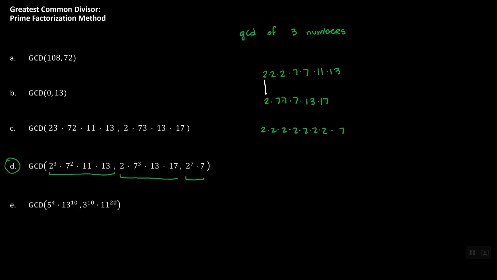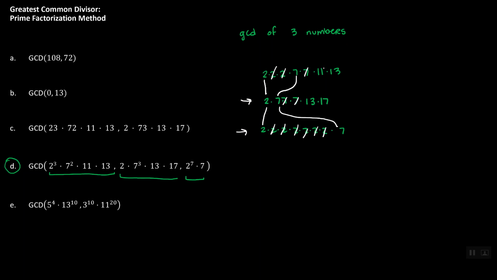So I see 1 factor of 2 that shows up in all 3 numbers, but notice that in our middle number here there are no more 2's, so the rest of these won't show up in our GCD. And then I see 1 factor of 7 that shows up in each number. But because our last number only has 1 7, the remaining factors of 7 in the other numbers don't show up in our GCD.